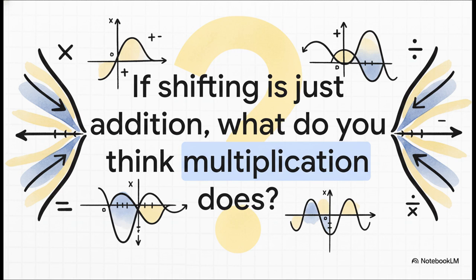So we've seen how adding and subtracting can move a graph all over the place, which leads to one final question to chew on. What happens when we bring multiplication and division into the mix? What do you think that does to the shape of the graph? Well, we'll dive into those stretches and shrinks next time.